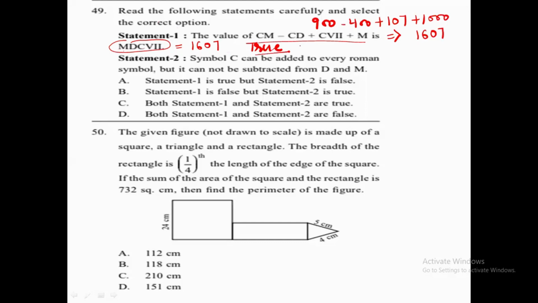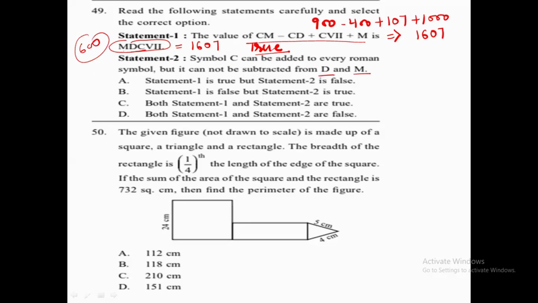Now let's move to statement 2. Statement 2 says that the symbol C can be added to every Roman symbol, but it cannot be subtracted from D and M. So here, going through statement 1, we can see that we have added C to D, which gives us 600.